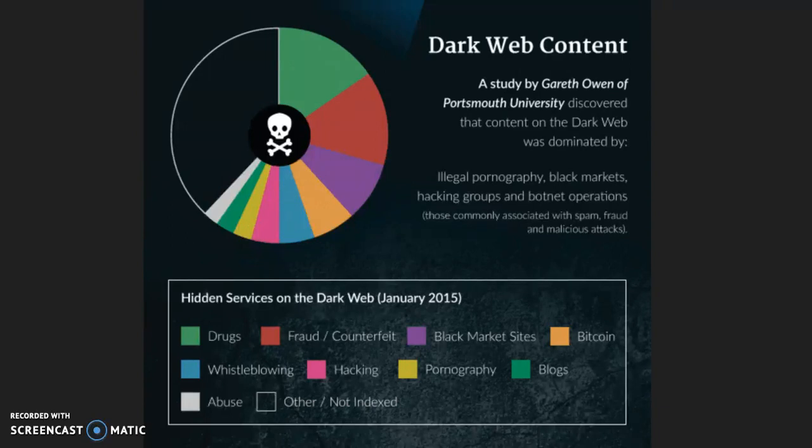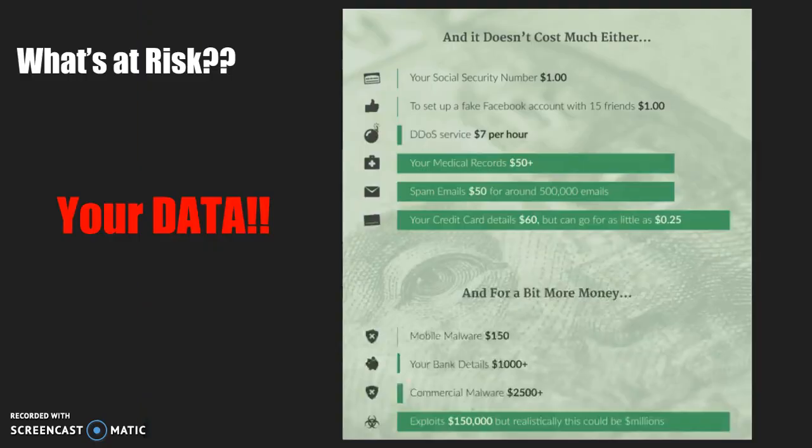A study was done and it shows the content of what is on the dark web. So you can see the majority in the green is drugs, so the selling and buying of illegal drugs. And then next is fraudulent counterfeit activity, black market sites, but there also includes hacking, pornography. The black portion shows other, because many of the sites are only temporary, so it's very difficult to determine the true size of the dark web and exactly all of its contents.